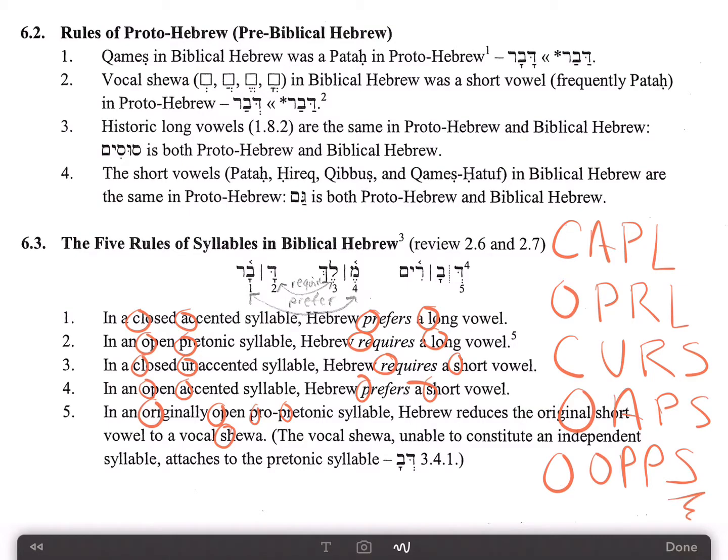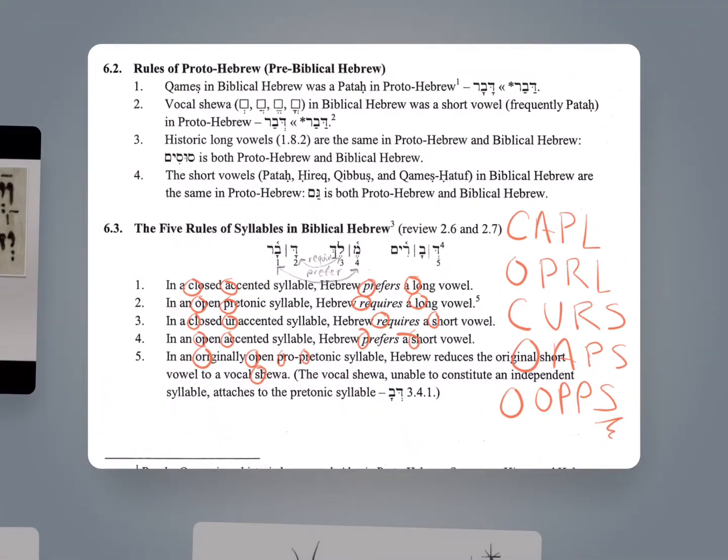Okay, so this is schwa. You could put all kinds of other letters in there if you want to, but that's how I have memorized these. But potentially you'll want to use that in order to memorize these: Capel, Oprel, Curse, Opes, Oops. And this is another good little method to memorize these, where you actually have words that give you examples of each of the rules. And so use those however it proves helpful to you. So let's look at a couple of examples here.